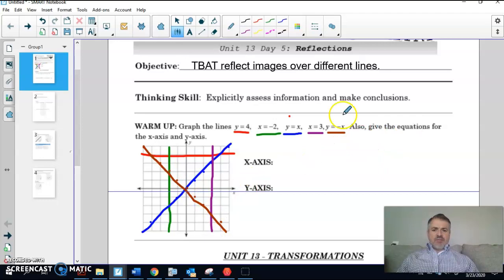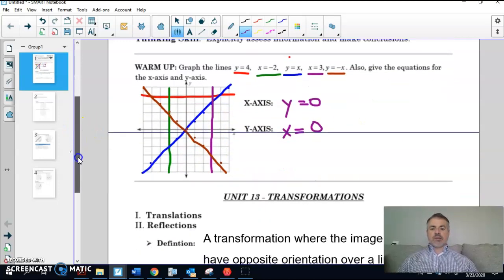Then it also wants me to give the equations for the x and y axis. So the x-axis, remember, is a horizontal line. So anytime I see horizontal, I know it's going to be y is equal to, and it's going to be equal to wherever it crosses the y-axis, which is 0. The equation for the y-axis, it's a vertical line, so as soon as I see that, I know it's x is equal to, and it's going to be equal to wherever it crosses the x-axis, which is also at 0. So that's basically the warm-up. We'll be using lines and information about lines like this today in our lesson.